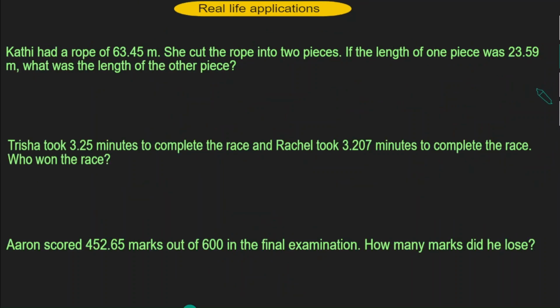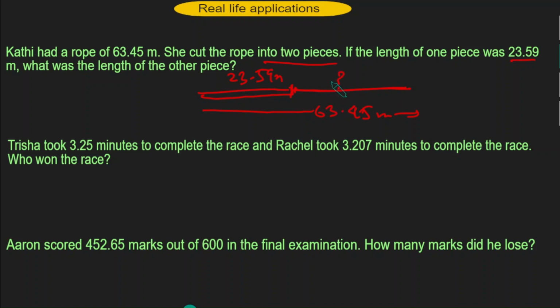In real life applications there are some more questions, like: Kati had a rope of 63.45 meter. She cut the rope into two pieces. If the length of one piece is 23.59 meter, what was the length of the other piece? So there are 2 pieces after getting cut. Kati had a rope, and the total rope, they are saying, was 63.45 meter. Now one piece, as I told, is 23.59 meter.